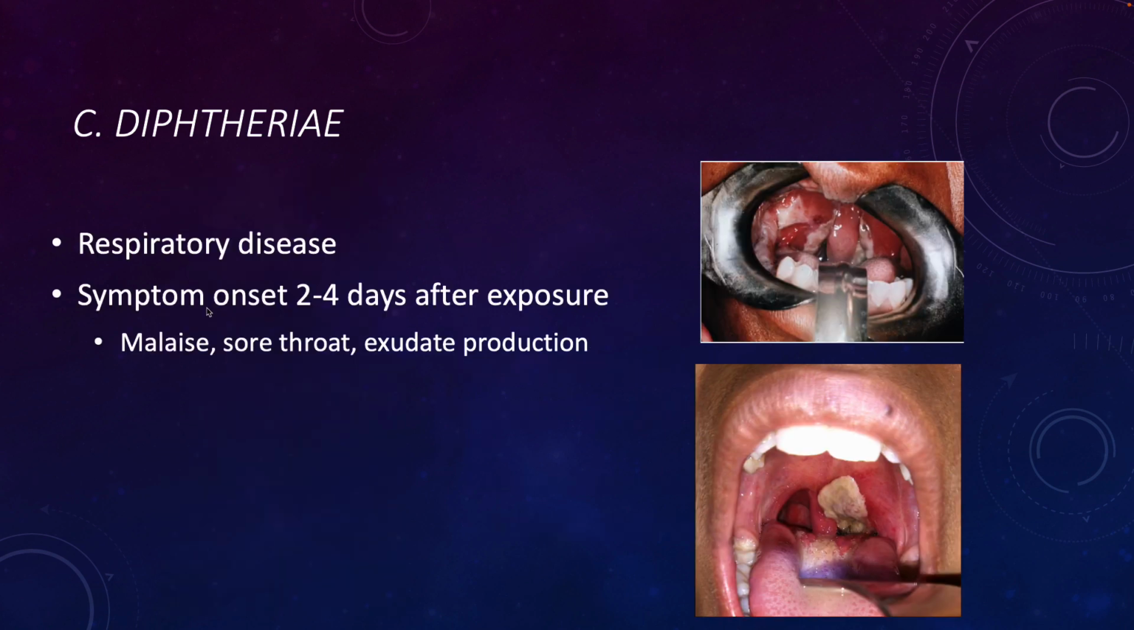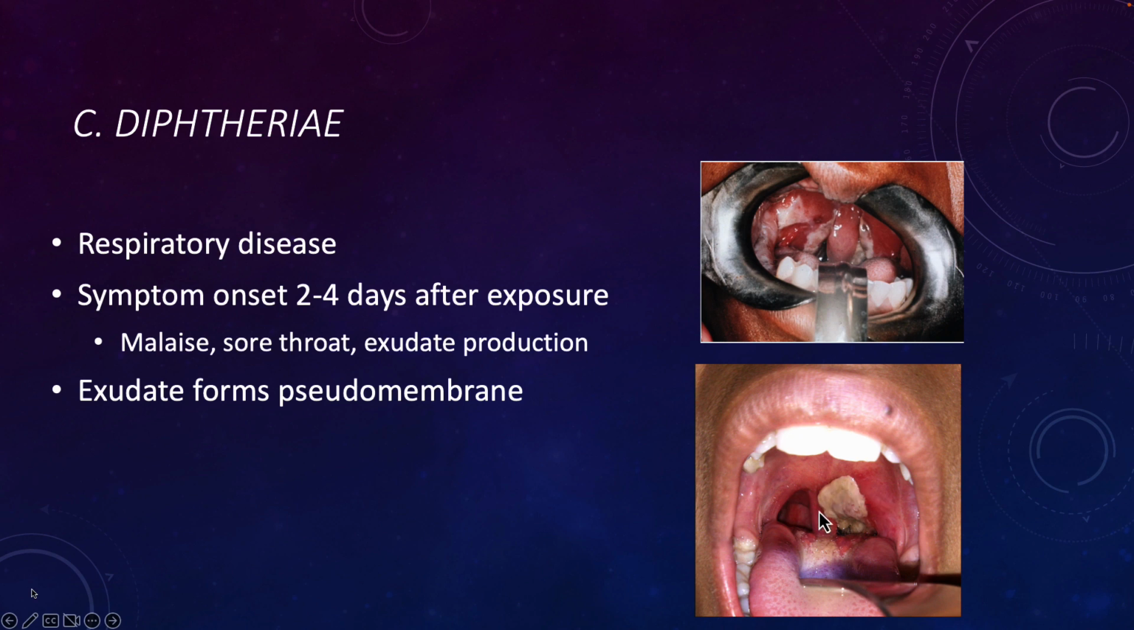When a patient has diphtheria, the main symptoms of the disease are going to be respiratory, and symptoms will begin 2 to 4 days after exposure to the bacterium. This allows the bacterium to have enough time to colonize the upper respiratory tract and to begin producing the toxin. The early symptoms are going to be things like tiredness, sore throat, and the production of an exudate. And what is diagnostic about diphtheria is the formation of this structure called a pseudomembrane.